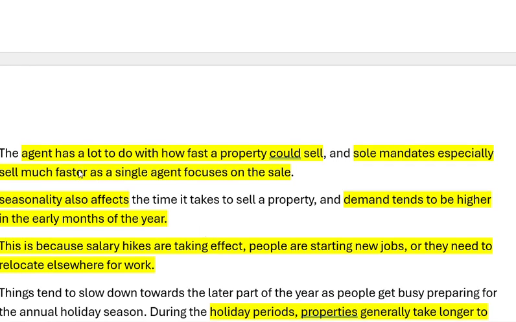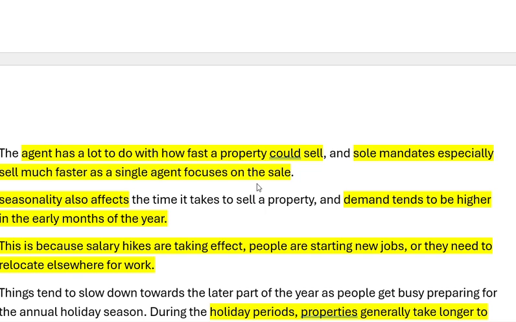And what we're looking at is that the agent has a lot to do with how fast the property could be sold on the market. Sole mandates especially sell much faster, as a single agent is focused on that sale. As we have explained earlier, there is a difference between sole and open listing. If there is a single agent making the sale of a property, it's most likely that they will be more focused on making that sale a success.